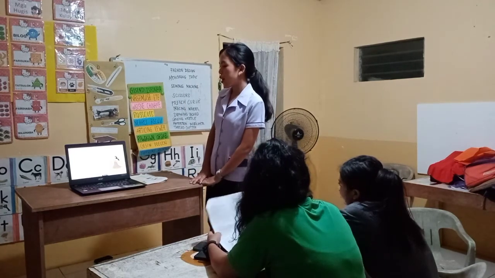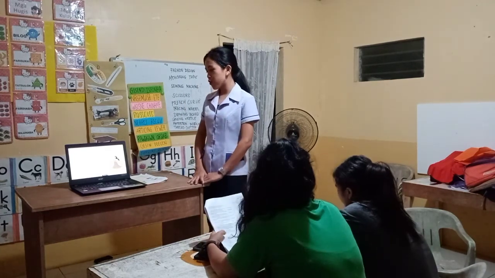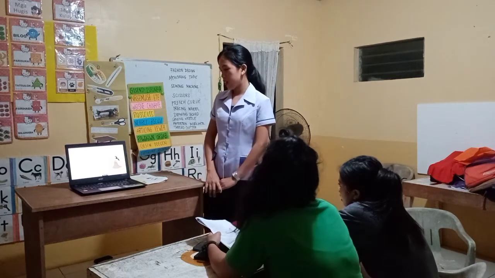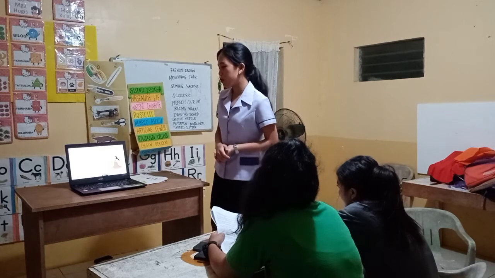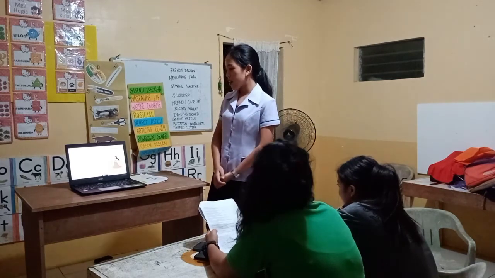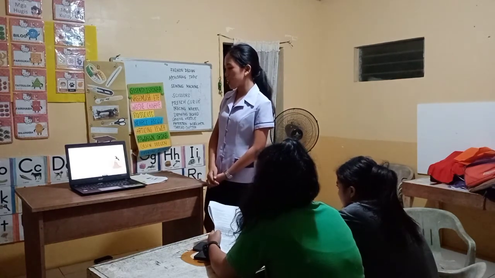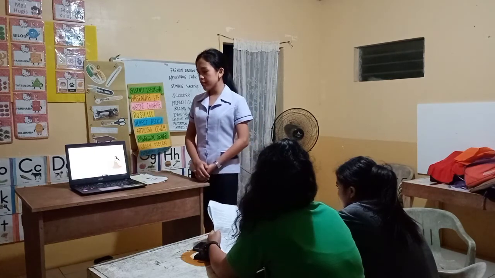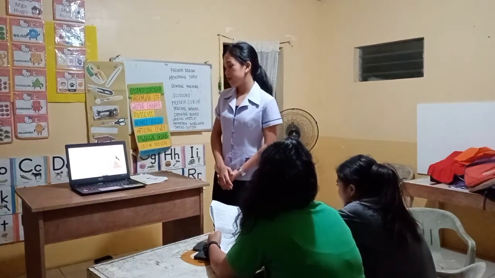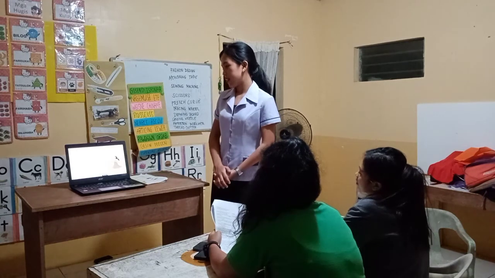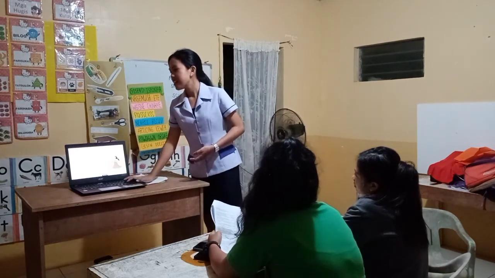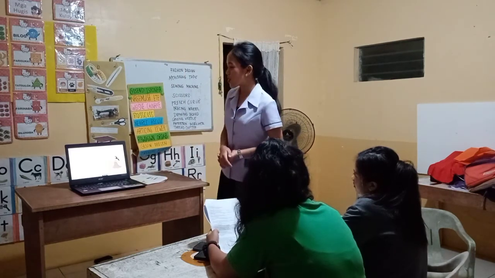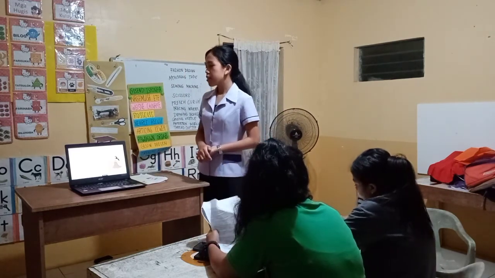Four, which one is an electronic device used for speed competition? B. Calculator. Correct. Number five, which one is the term for a change of figures like changing from centimeters to inches and vice versa? Conversion. Correct.